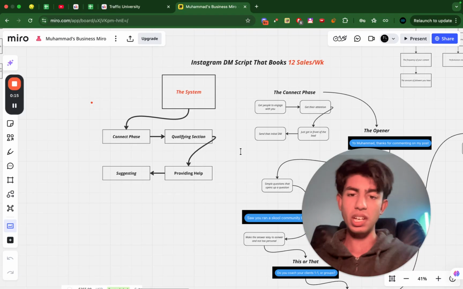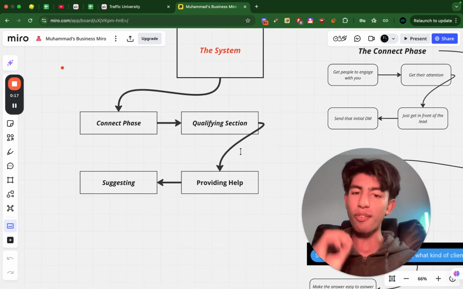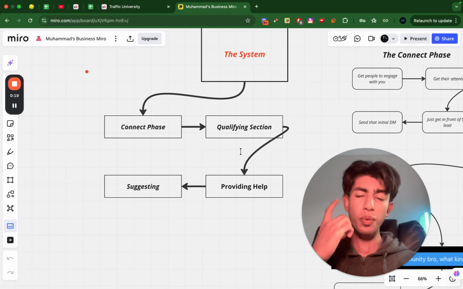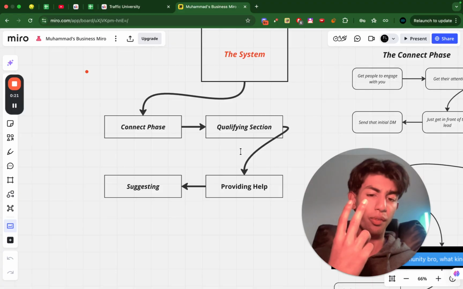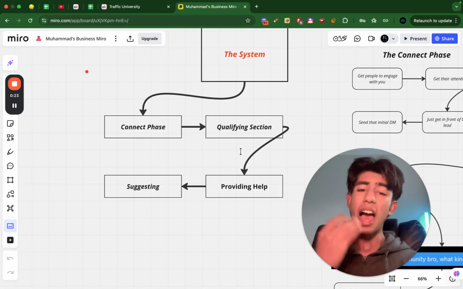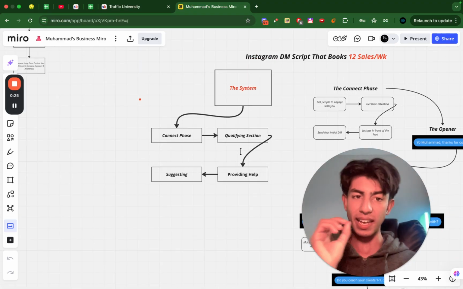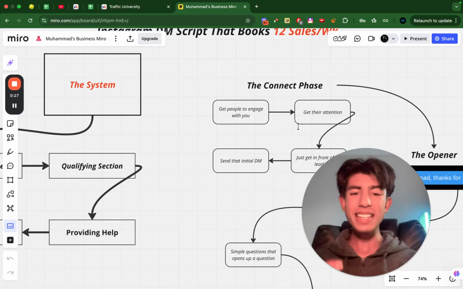every single week. So the system consists of 4 key phases. That starts off with the connect phase, moves on to the qualifying phase, then providing help, and then suggesting. So let's get straight into the script. So the first phase is the connect phase.